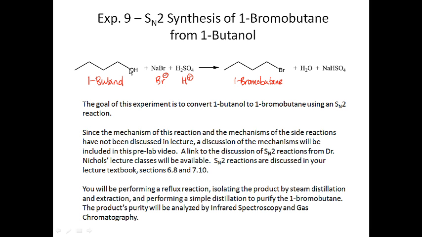So what we're going to do is run the reaction by performing reflux. We're going to isolate the product by steam distillation and extraction, and then we'll perform a simple distillation to purify the 1-bromobutane product. And we're going to analyze the product using two methods. One, a method that you'll get into much more detail next semester called infrared spectroscopy, and then gas chromatography that we did with the cloves experiment.